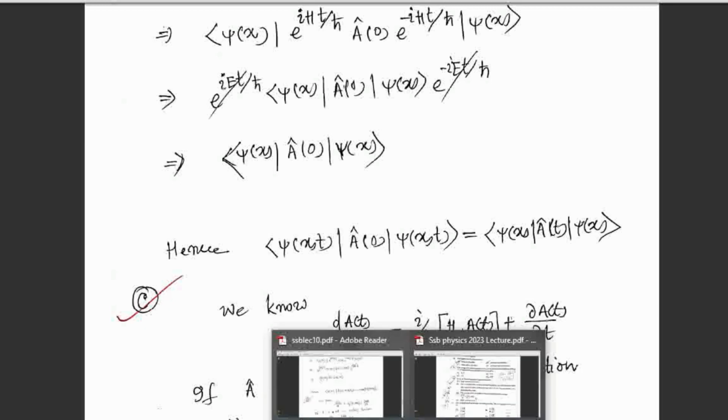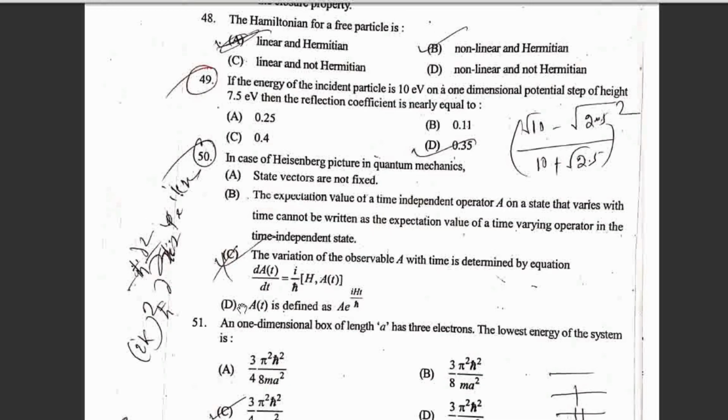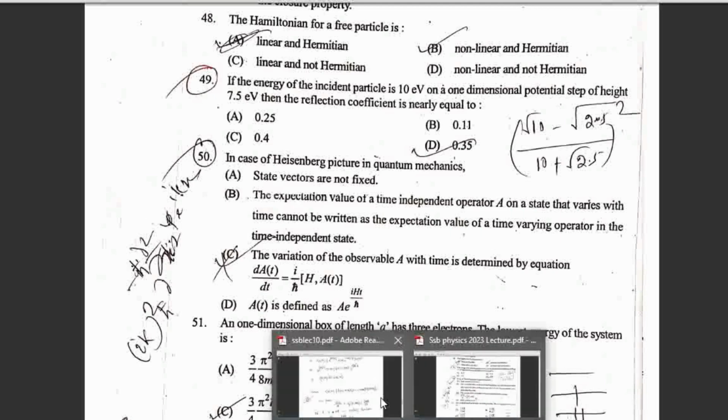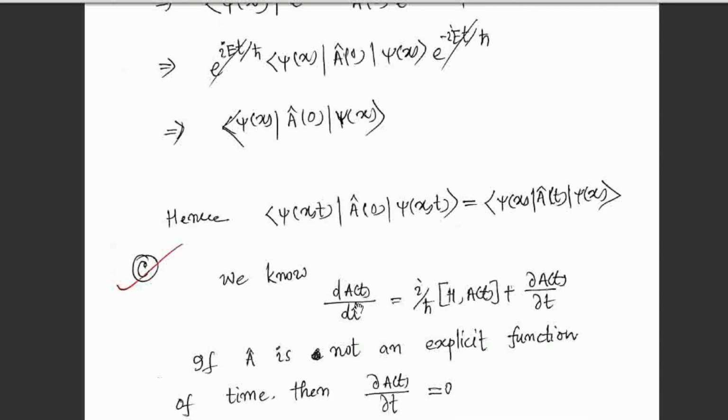Now coming to option C, it states that the variation of the observable A with time is determined by the equation dA by dt equals i by h cut, commutator of H and A. Now we know that the time evolution of any operator can be written in the form of i by h cut times the commutator of that operator with the Hamiltonian operator, plus partial derivative of that operator with respect to t.